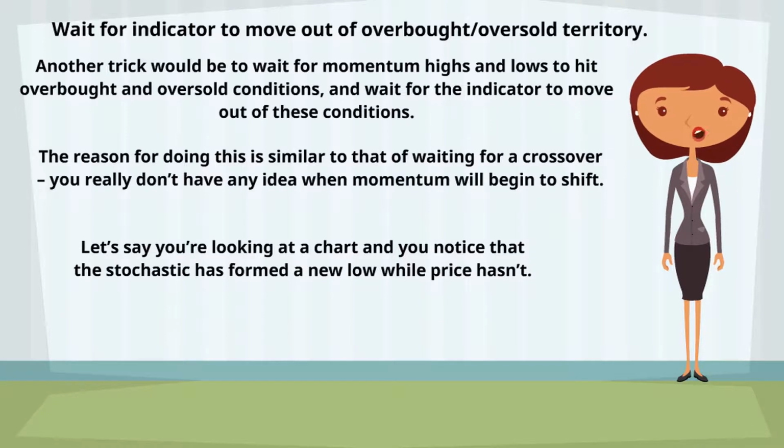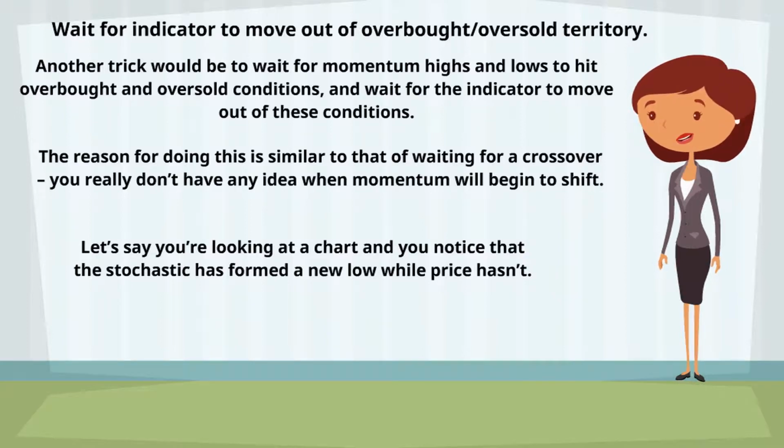Another trick would be to wait for momentum highs and lows to hit overbought and oversold conditions, and wait for the indicator to move out of these conditions. The reason for doing this is similar to that of waiting for a crossover. You really don't have any idea when momentum will begin to shift.